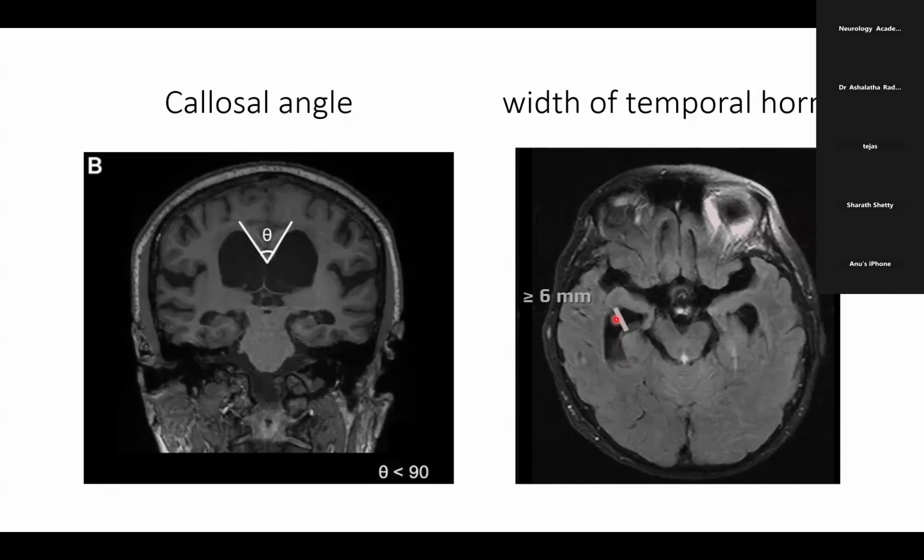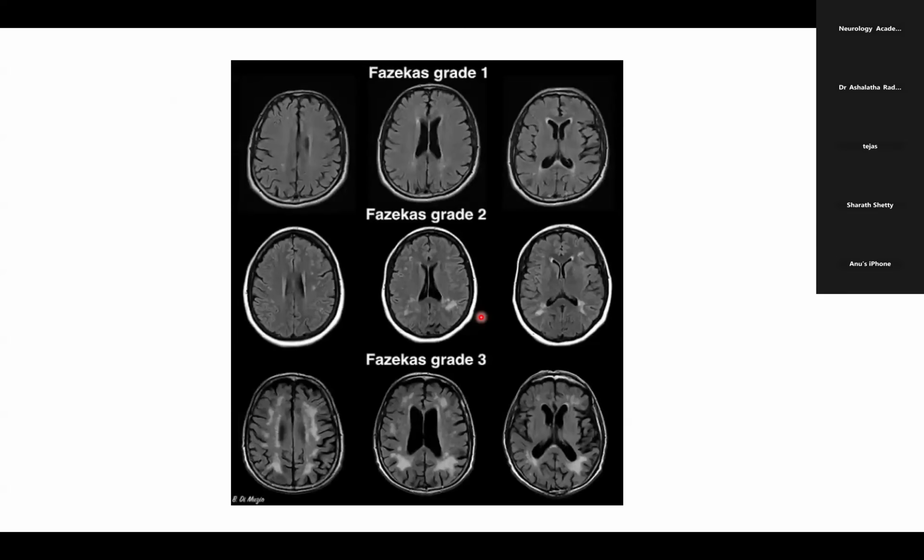If it is more than 6 mm, it is given 2. If it is between 4 and 6, it is given 1 point. And if it is less than 4, then it is not given a point, 0 points.